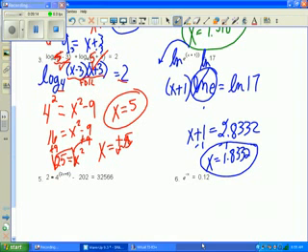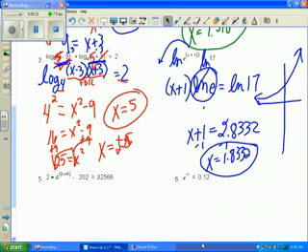Do I need to check this one? No. Where is my variable? In the exponent. Exponential functions have unlimited domain. As long as it's real, it's okay. Only if it's located within the log do I have to check it. I mean, you're welcome to, but it's not necessary. Okay.